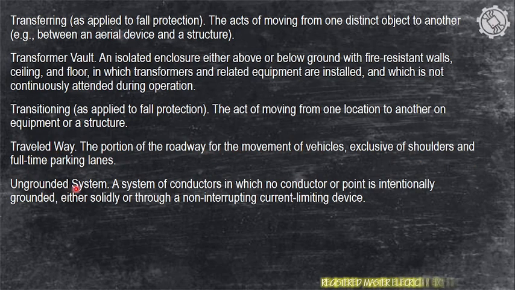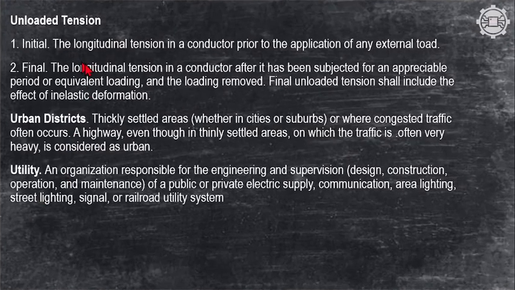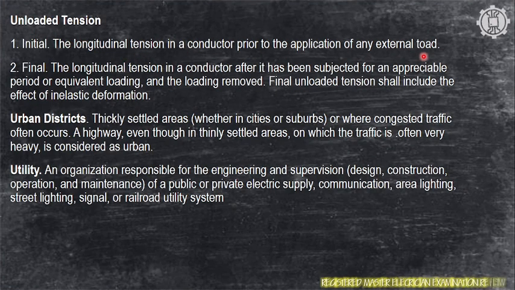Then you have ungrounded system. These are systems in which the conductors are not intentionally grounded or not connected to a current-limiting device. An example of this one is the Delta system. Then unloaded tension: the initial longitudinal tension of a conductor prior to the application of an external load. The final is including na yung ating load, and the loading is removed.